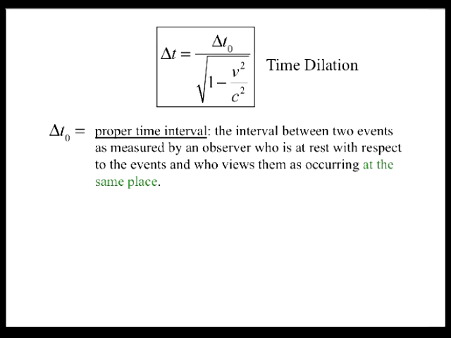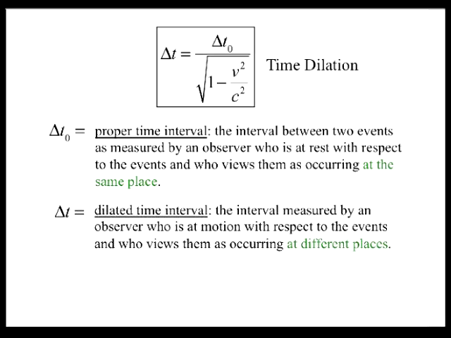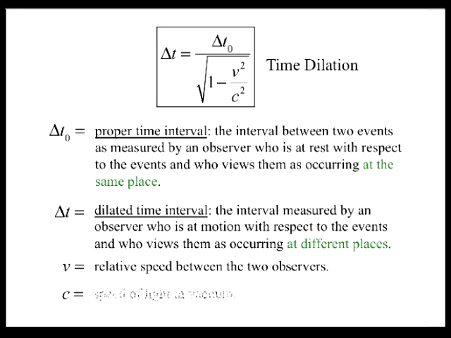The time interval, delta t, is called the dilated time interval, which is the interval measured by an observer who is in motion with respect to the events and who views them as occurring at different places. In our case, the observer on the Earth saw the light emerge from the source at one place and strike the detector at a different place, a distance 2L away. Finally, v is the relative speed between the two observers, and c is the speed of light in vacuum.